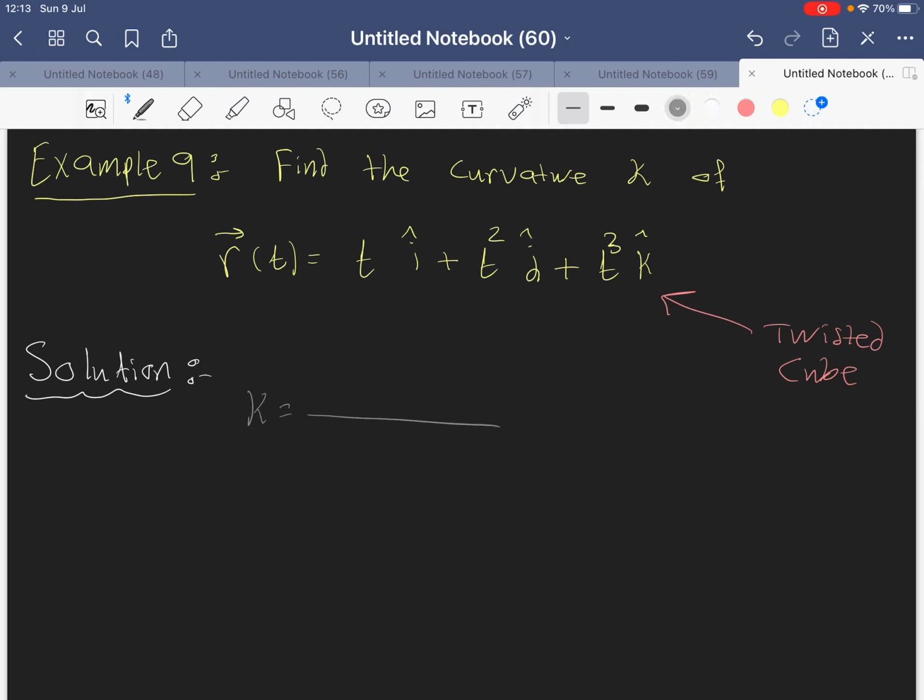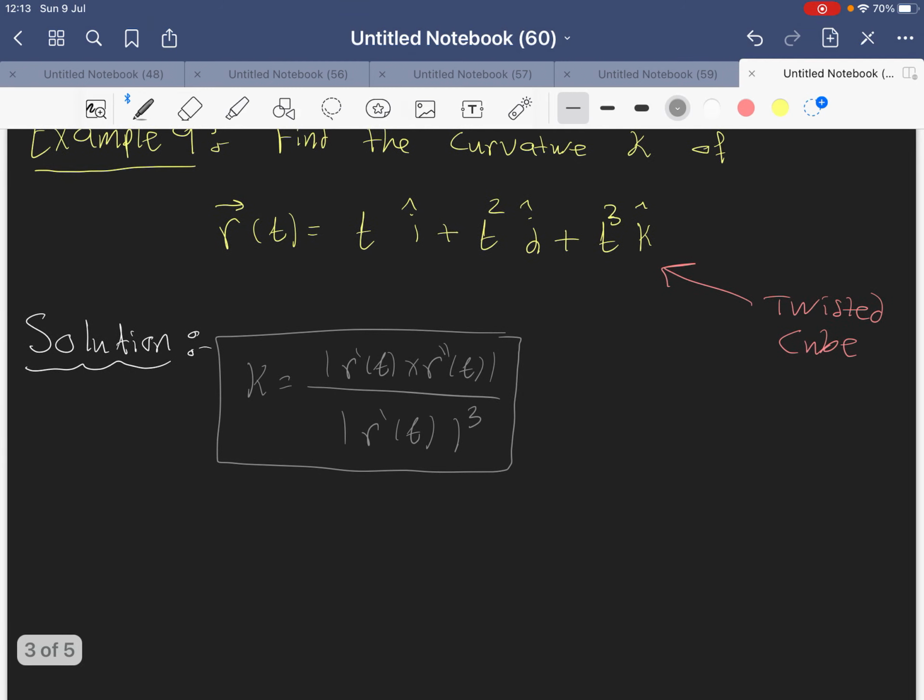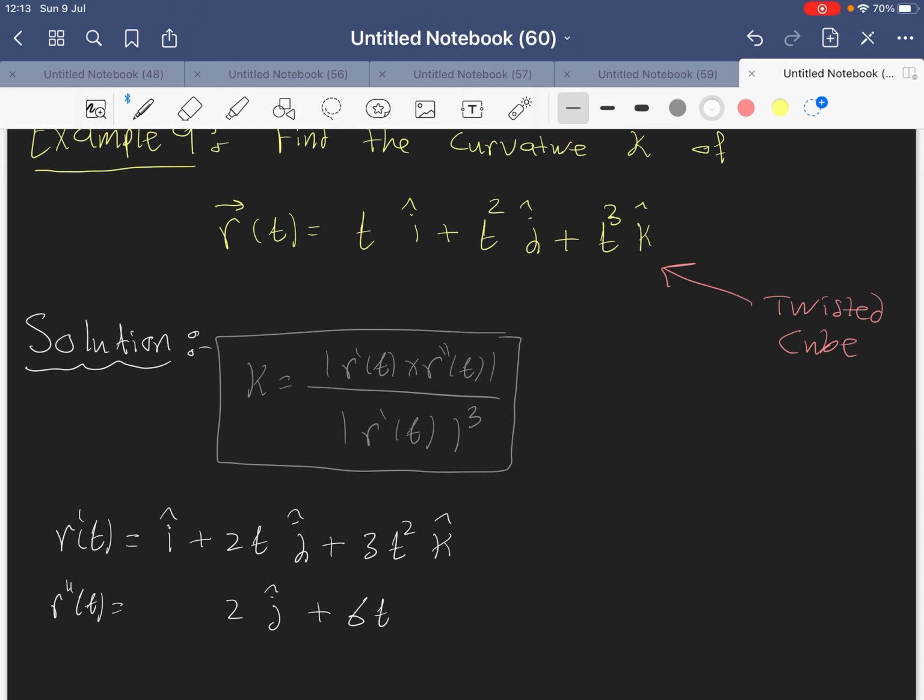Remember that k is the magnitude of the first derivative cross the second derivative over the magnitude of the first derivative to the power of 3. That's the curvature formula. We'll keep it in front of us. Next we need to find the first derivative, which would be just i plus 2t j plus 3t squared k, just the usual derivative. And we need to find the second derivative, and then we'll find the cross product. Because the i has no t, it will be 0. So I will just be left with 2j plus 6t k.